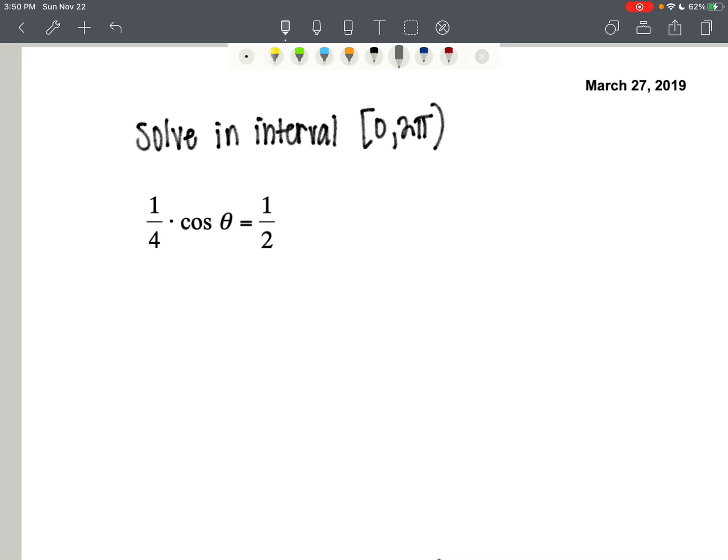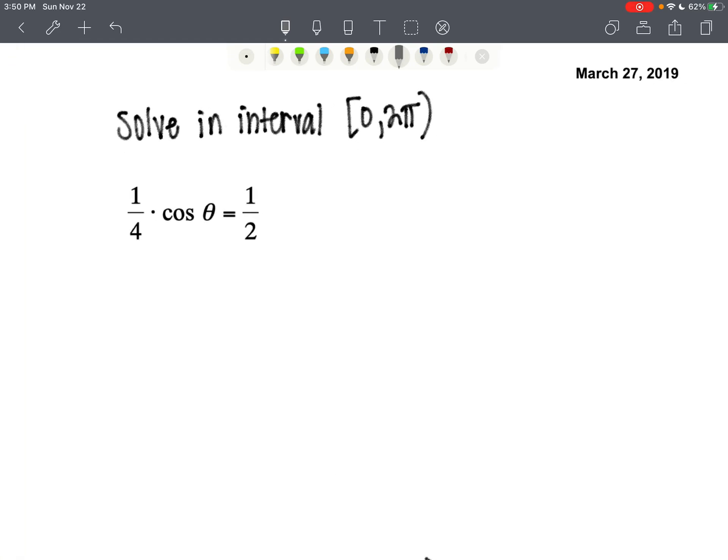We'll do a couple more on this video. We have 1/4 times cosine of theta equals 1/2. At any point in time, press pause and try and do the problem for yourself if you'd like, and then come back and check your answer. Here we have 1/4 times cosine of theta equals 1/2. So to isolate cosine of theta, I'm going to multiply both sides by 4. That's going to give me cosine of theta on the left, and it's going to give me a 2 on the right.